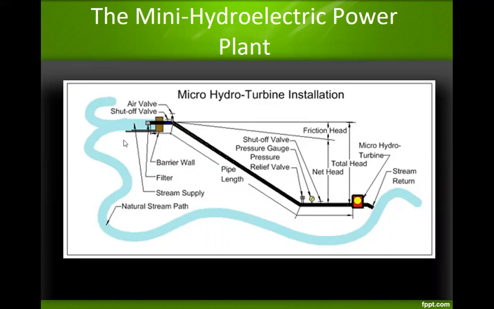Maliliit. So kung may ilog ka, river, tapos gusto mo magkaroon ng power plant, may penstock, which is the micro hydro turbine, ikot siya to produce ng power. Okay? So, punta doon sa kabilang side na ilog.